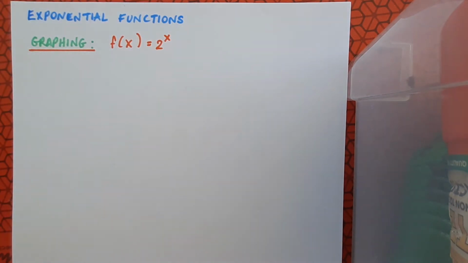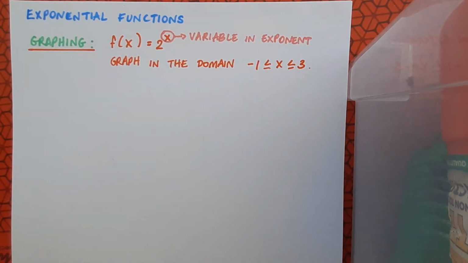Now, another word for power is exponent. And when you have your variable in the exponent, that's what makes it an exponential function. So let's say that we're asked to graph this function in the domain -1 up as far as 3.